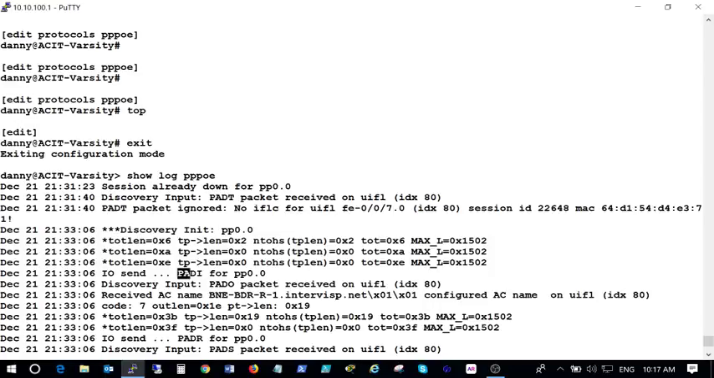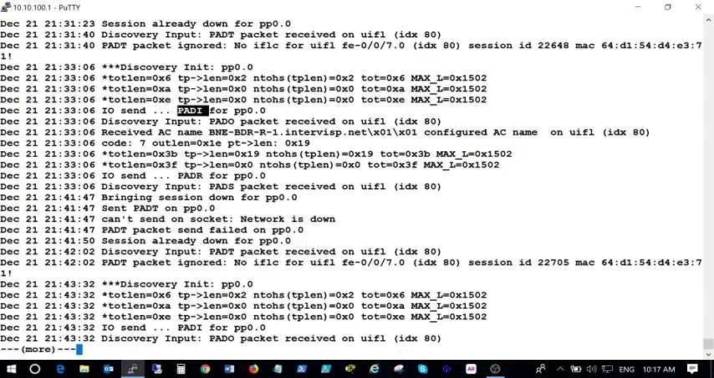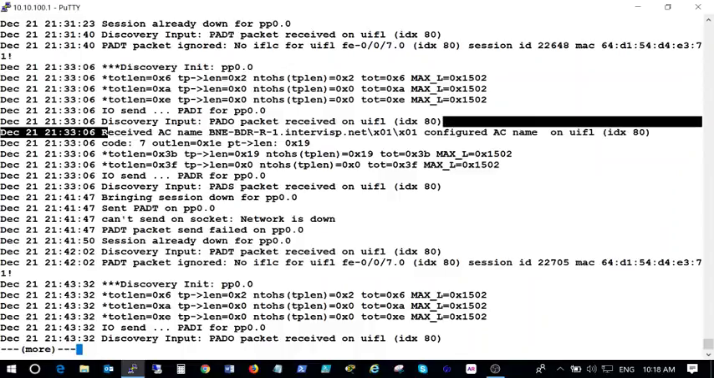We send this PADI because we want to get some information about the session. We receive this PADO back. That's the process, we want to get that back. With that, we get some information about our session. So that's our session there.